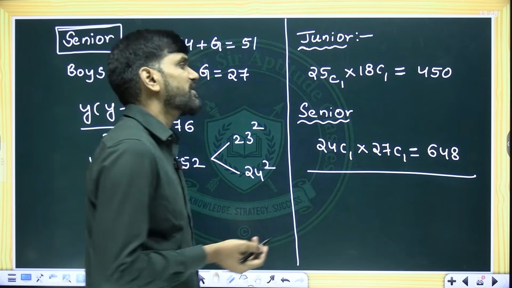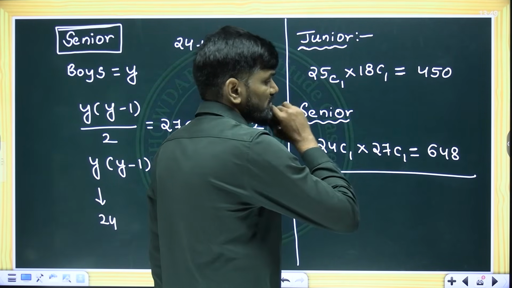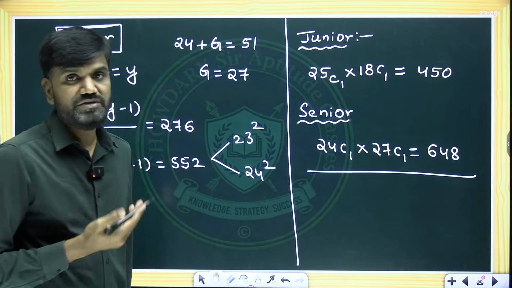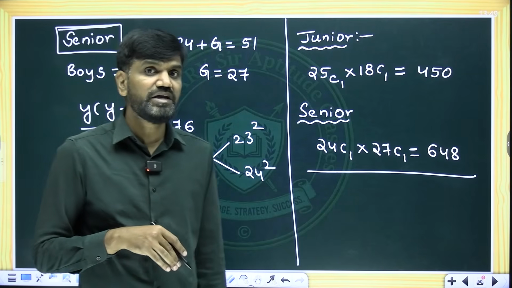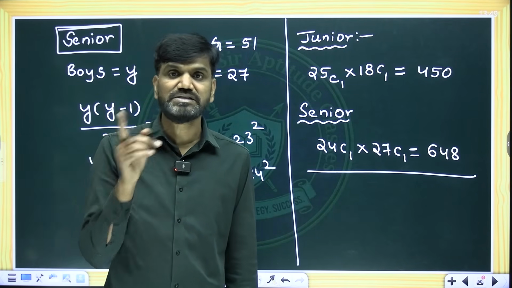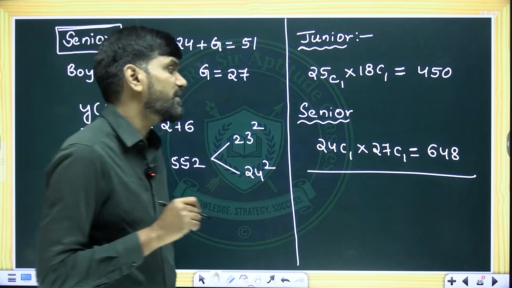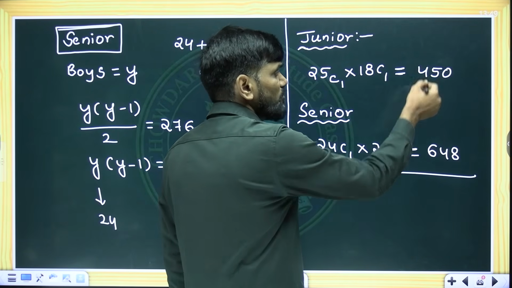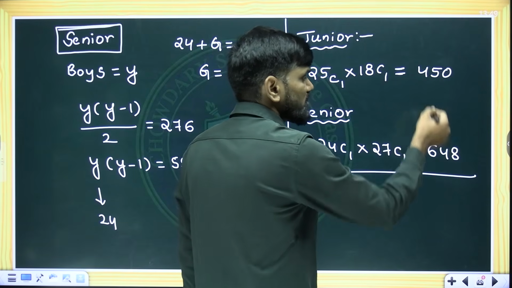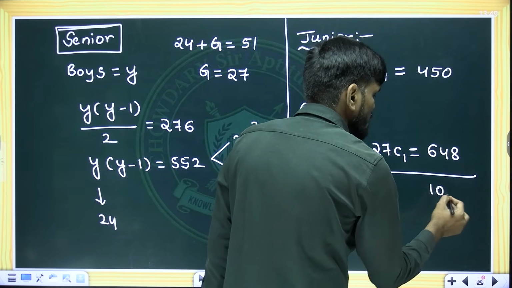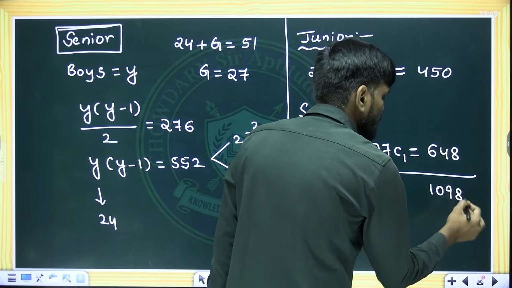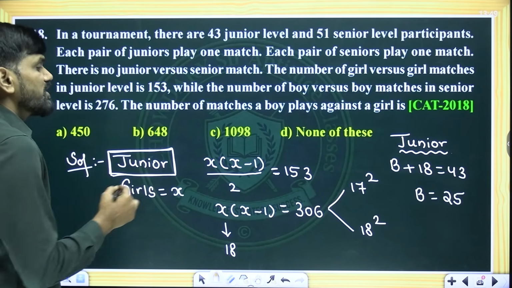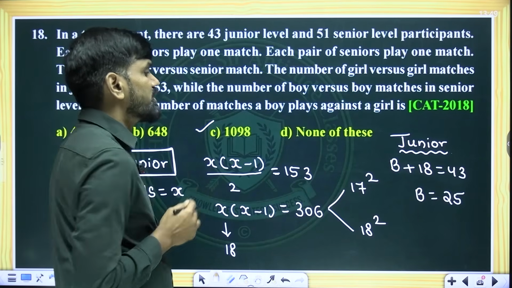So in junior level, I have 450 boy versus girl matches. In senior level, I have 648 boy versus girl matches. They have clearly given that there is no match between a junior and a senior, so please keep that condition in mind. Just add both, which adds up to 1098. So the total number of matches where a boy is playing against a girl is 1098. Hence your answer has to be option C.